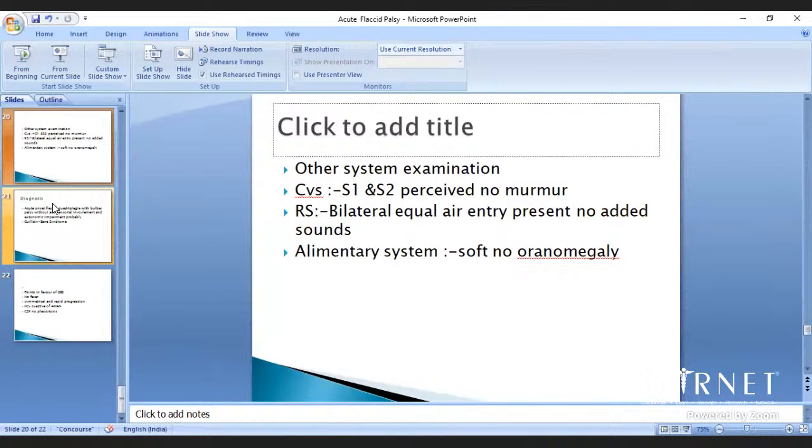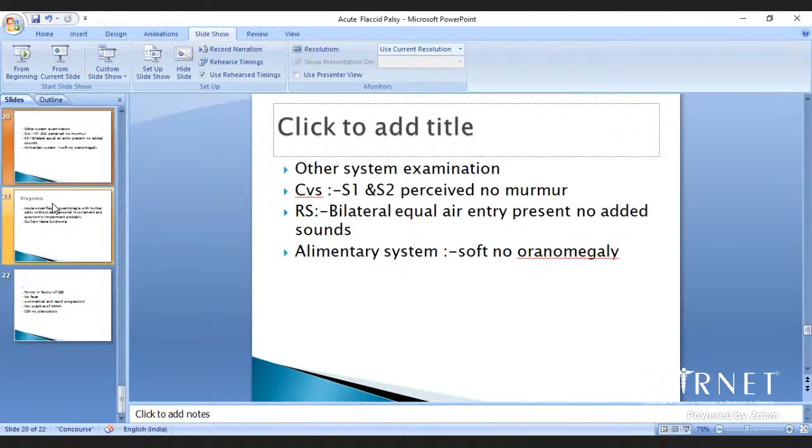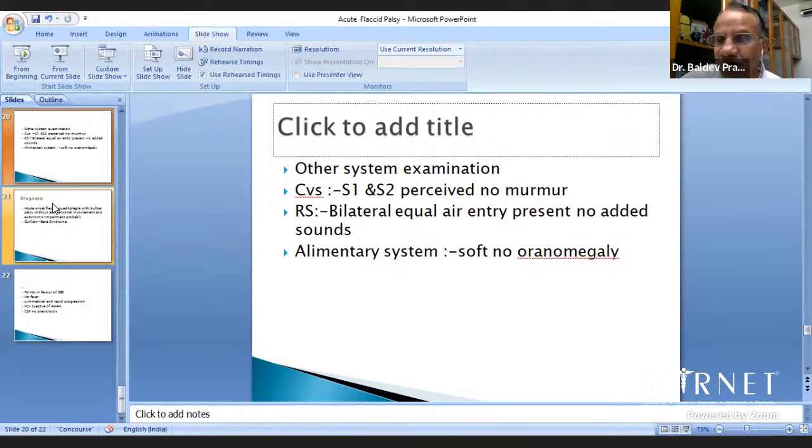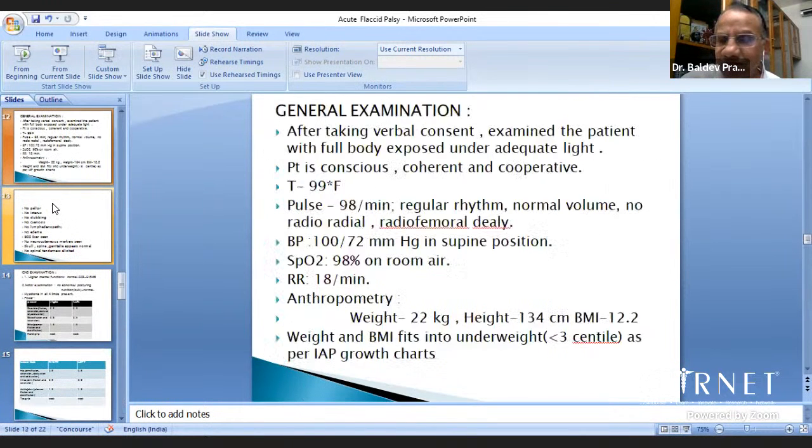Okay. Yasha, anything from you? General examination. Would you like to ask something to Bhargav? Anything in general examination before we come to the CNS? Or fine, you are happy.